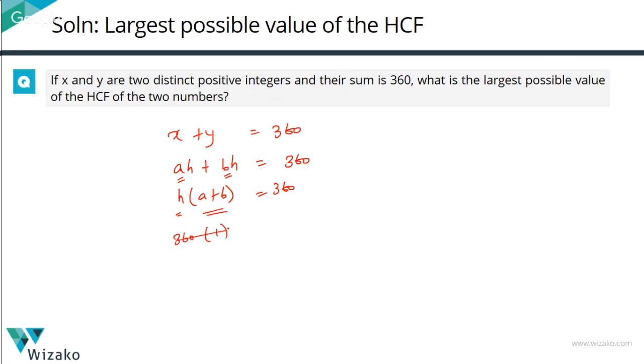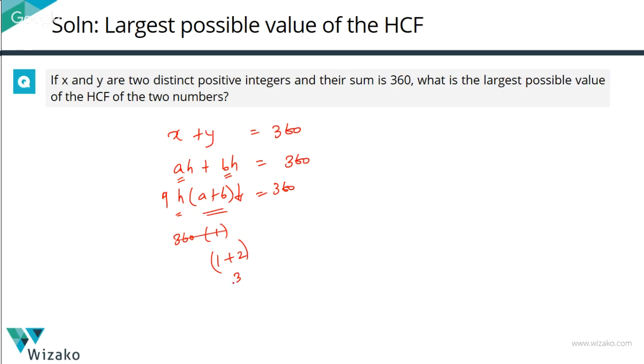So let's start the other way around. Let's find out how low can the value of A plus B be so that the value of H gets maximized, because the product of H and A plus B is equal to 360. If this has to be maximized, consequently we can achieve it only when we minimize A plus B. How low can the value of A plus B be? The least value possible for A is 1. The least value possible for B is 2, because these have to be distinct numbers.